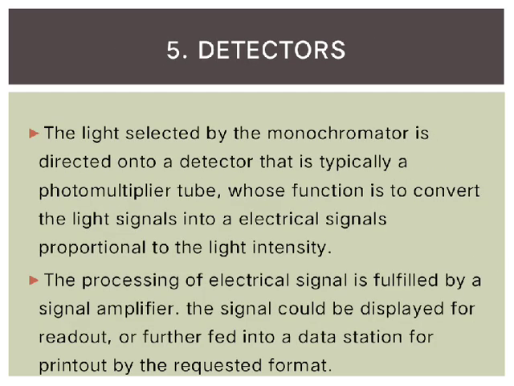Then detectors. The light selected by the monochromator is directed onto a detector that is typically a photomultiplier tube whose function is to convert the light signals into electrical signals proportional to the light intensity. The processing of the electrical signal is fulfilled by a signal amplifier. The signal could be displayed for readout or further fed into a data station for printout in the requested format.